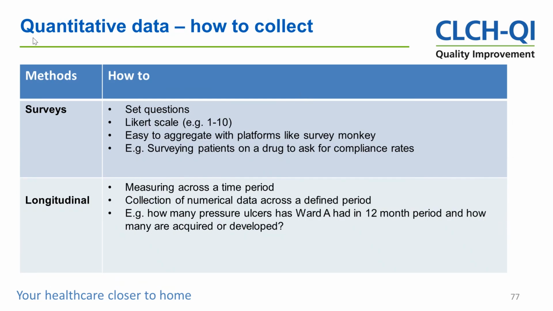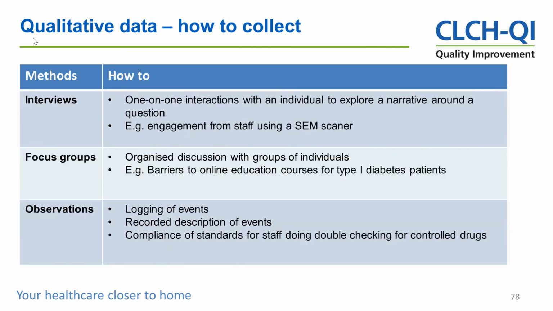So how to collect quantitative data? I've given two examples here. We've got surveys and longitudinal data. So surveys, very simple, set questions, normally a Likert scale, so for example, 1 to 10. They're very easy to aggregate with platforms like SurveyMonkey. Longitudinal data is talking about time series data, so we're measuring across a defined period. The example here is how many pressure ulcers has ward A developed in a 12-month period and how many are acquired. So we can look at 12 months of data and we can glean that information.